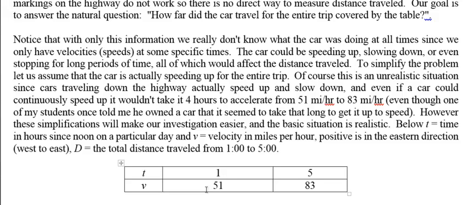Now, actually, if this is all the information we're given, we don't have a clue what's going on in terms of the actual distance traveled, because the car could be doing anything. It could have pulled over and stopped for most of that time. It could be going really fast or really slow throughout the time. So to make things a little bit simpler, let's assume that the car is actually speeding up the entire time. So it starts at time 1 at 51 miles per hour, and at 5 o'clock it's made it up to 83 miles per hour, and it's accelerating the whole way.